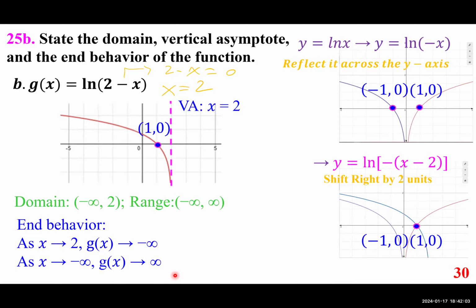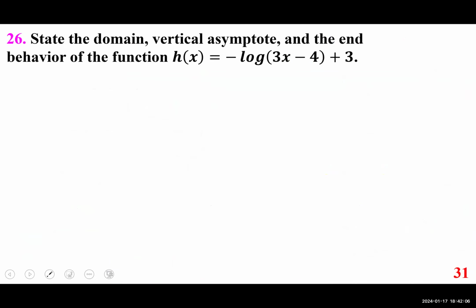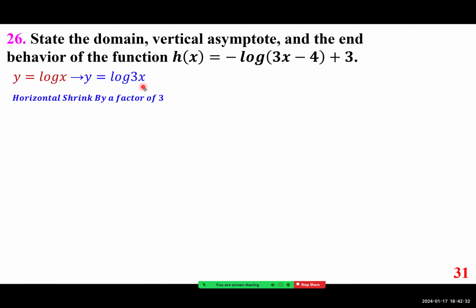So transformation. State the domain, vertical asymptote, and the end behavior of this function. h of x is minus log of 3x minus 4 plus 3. And we are going to start with, of course, log x, and then log of 3x. That is the very first one we want to start. So as x changes to 3x, there is a horizontal shrinking by a factor of 3. Okay, so what happens when you have a basic log x, it shrinks by a factor of 3.